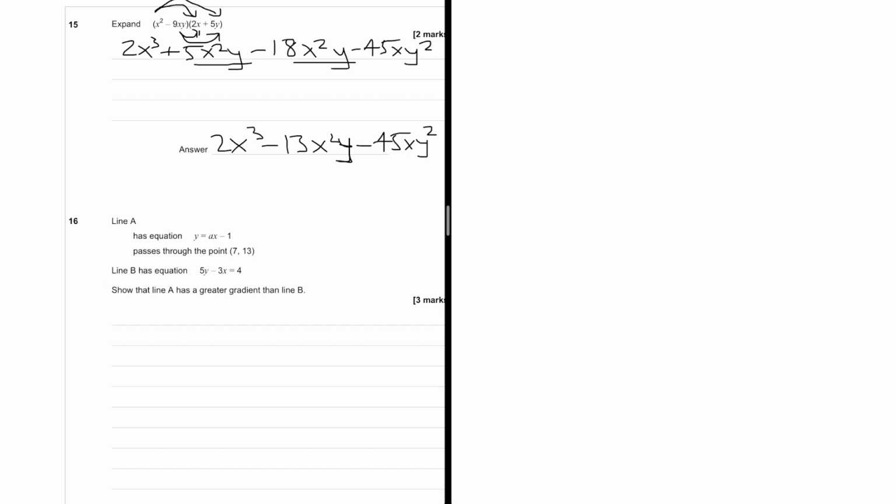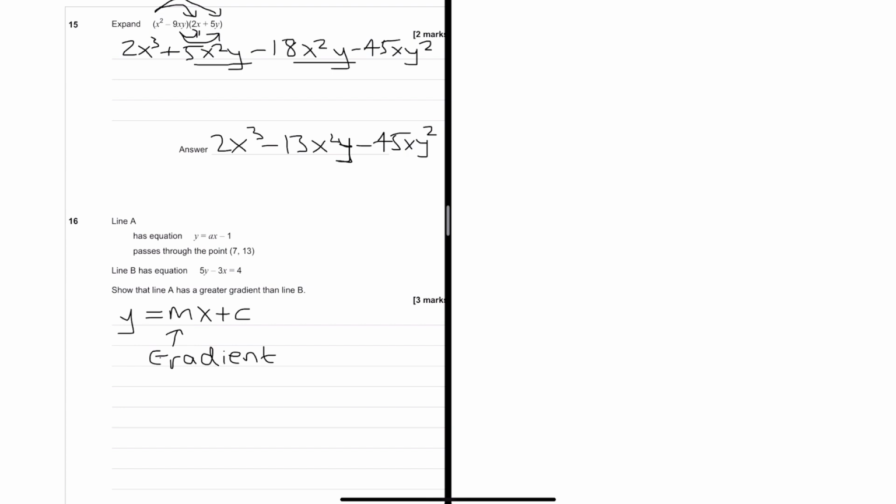So moving on to question 16. We're told that line A has equation y equals ax minus 1, and it passes through the point (7, 13), and line B has equation 5y minus 3x equals 4. We want to show that line A has a greater gradient than line B. Let's remember that the equation of a line is given by y equals mx plus c, where m is the gradient.